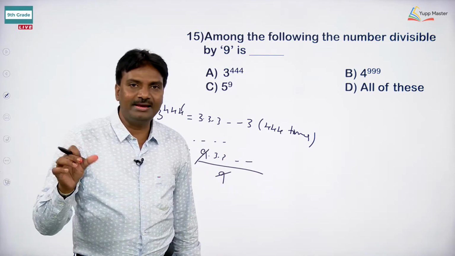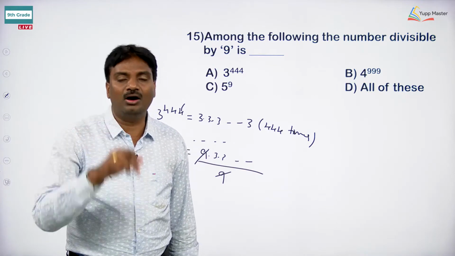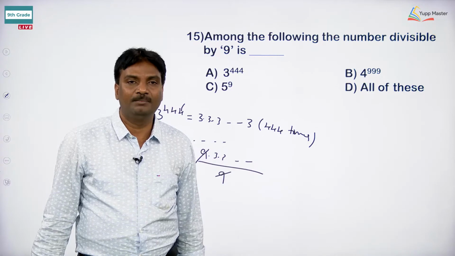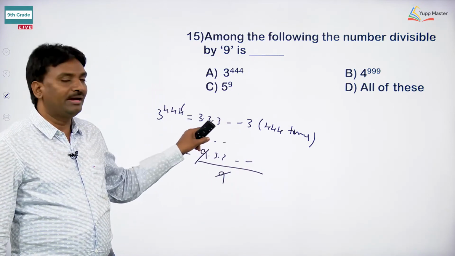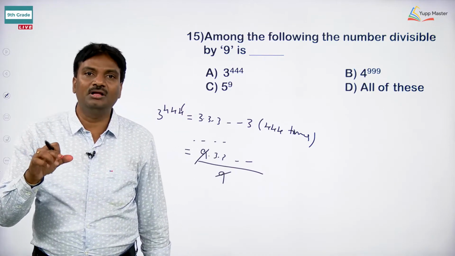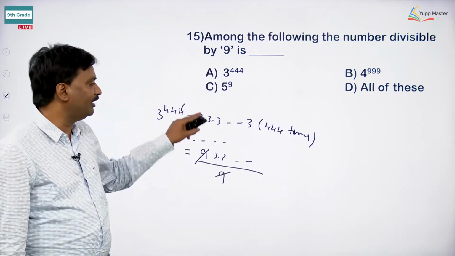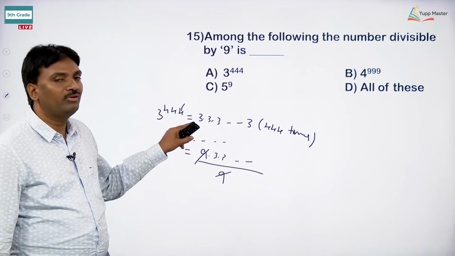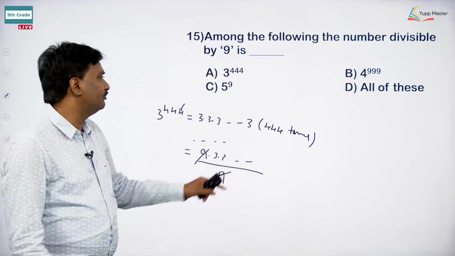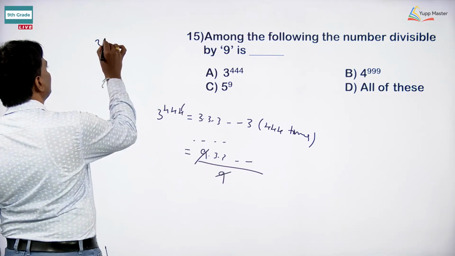So to check whether a number is divisible by 9 or not, we have to add all the digits of the given number. But in option A, by writing 3 into 3 into 3 and so on 444 times, it is not possible to check like that. So that's why here I am writing 3^444 as 3 into 3 into 3 and so on. 3 into 3 is 9. For example, 36 is there.